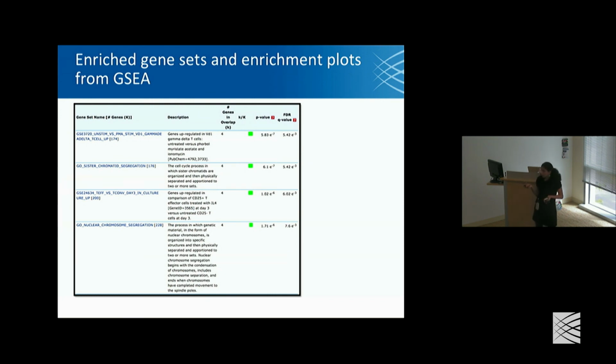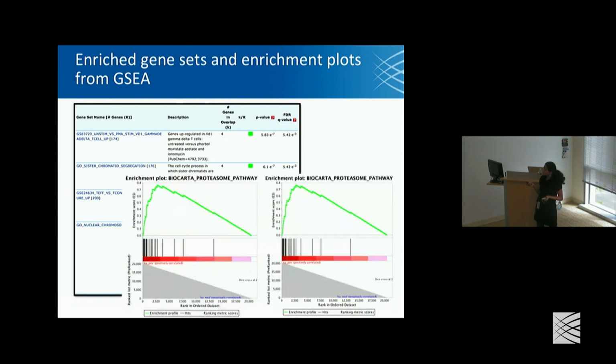If you end up downloading the data and analyzing your hit list that way, it also helps you generate these beautiful enrichment plots for each of the pathways that your gene hit lists are enriched in, or the ones that you select to look at, and it also gives you an enrichment score for each of the pathways that you can use.